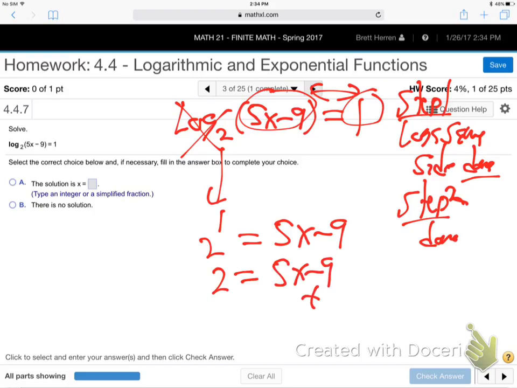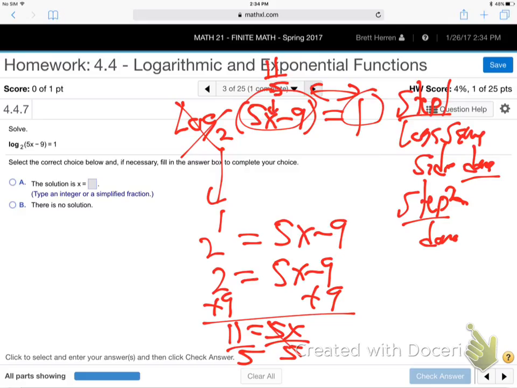And now 2 to the 1, that's just 2. How do you solve for x? Add 9. Divide by 5. 11/5. We are done. You can check it. It checks. If you want to put the 11/5 back in here, what is 5 times 11/5? Well, the 5's cancel. It's 11. Minus 9 is 2, is not 0, is not negative. So it's a good answer.